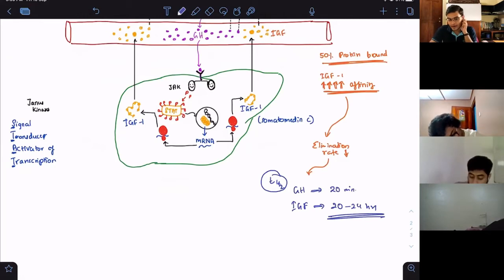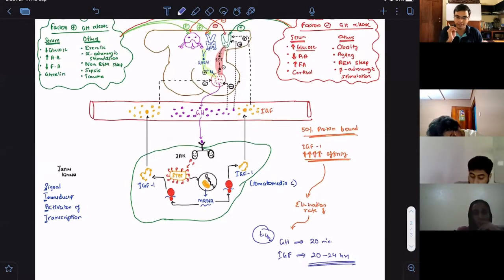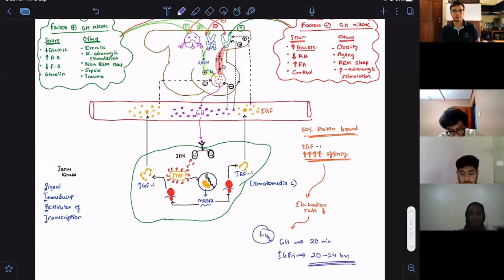We have still not come to the diagnosis, but just based on this fact, if we want to diagnose a disease where there is a growth hormone abnormality, which one is best? IGF-1. We'll come to that in the diagnostics part. But this is what you should know: the half-life is very long. Everyone clear up to this point?